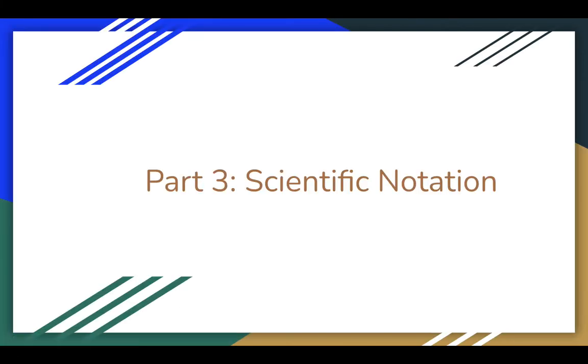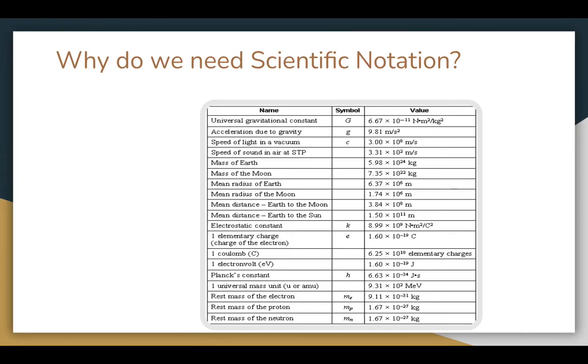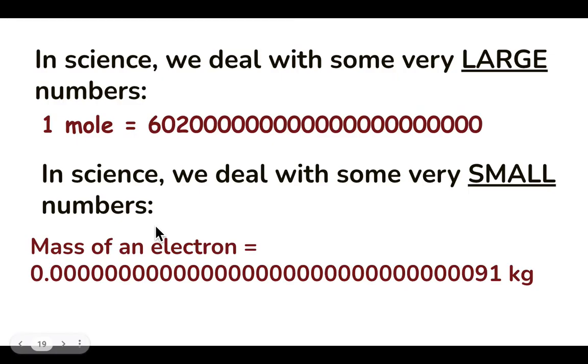All right, part 3 is scientific notation. And you're going to say, why do we need scientific notation? I don't like scientific notation. Well, in science, we use some very big numbers, like the mass of the Earth, and some very small numbers, like the universal gravitational constant. And this is a lot more convenient. Let me give you an example.